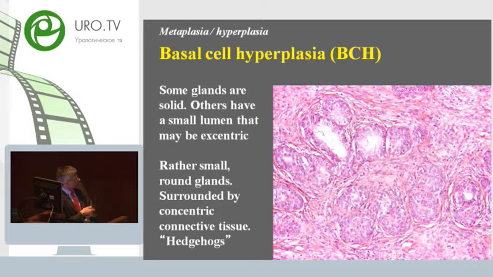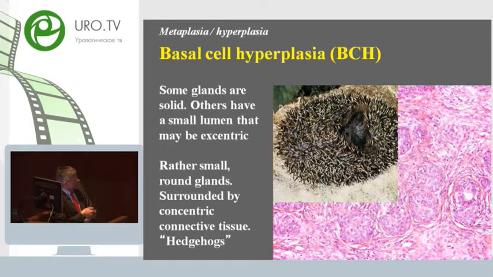Sometimes they are just conspicuous. Sometimes you have a little hat like this, a cap, or sometimes the gland is almost obliterated like this, so you cannot see the lumen, or you have a small lumen. This looks a little bit like a hedgehog that has been rolled up like this. So you have a lumen here, and then you have the basal cells that are a little bit palisaded, but not perfectly palisaded.